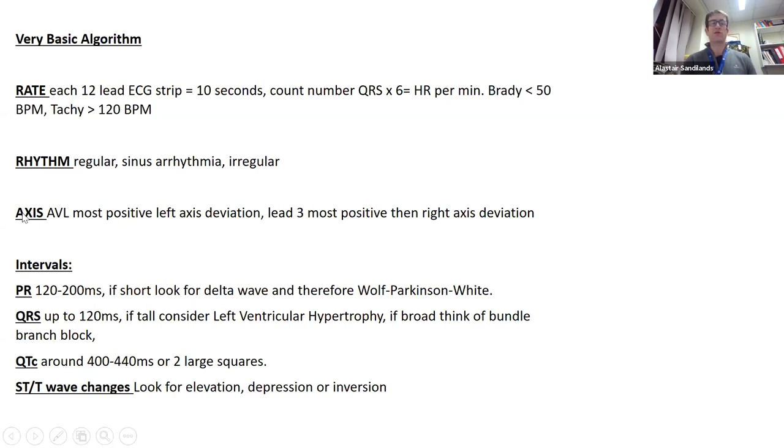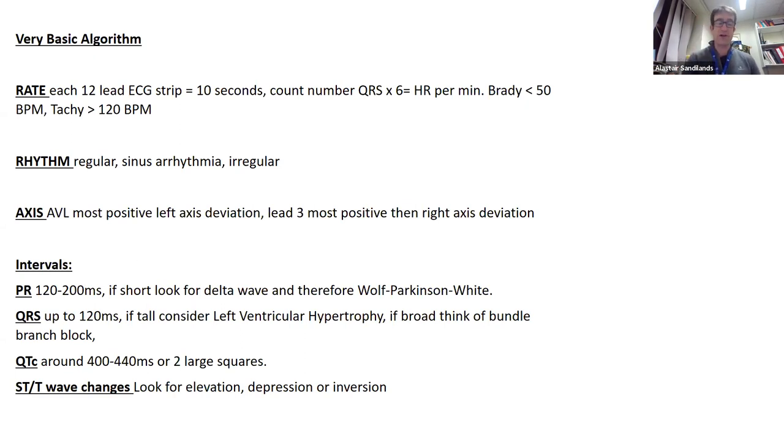I've alluded to the axis already, and we'll go through some examples. If AVL is most positive, you can remember AVL, left axis deviation. And if lead 3 is most positive, then we have right axis deviation. Looking at our intervals, our signals now, we'll go through this again with some examples.